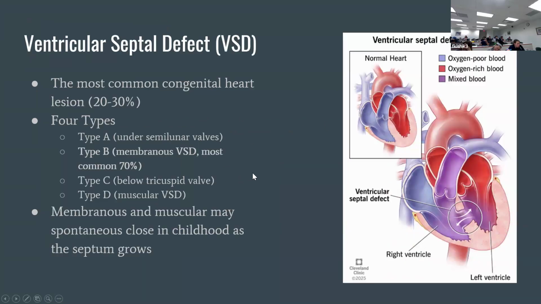Ventricular septal defect is the most common congenital heart lesion. Up to 20 to 30% of congenital heart lesions are VSDs. There are 4 different types. There's type A, and this just tells you where it is. Just know that type B is the most common. So membranous VSD is the most common, up to 70%. Membranous and muscular may spontaneously close in childhood as the septum grows, which is great. The less intervention, the better.